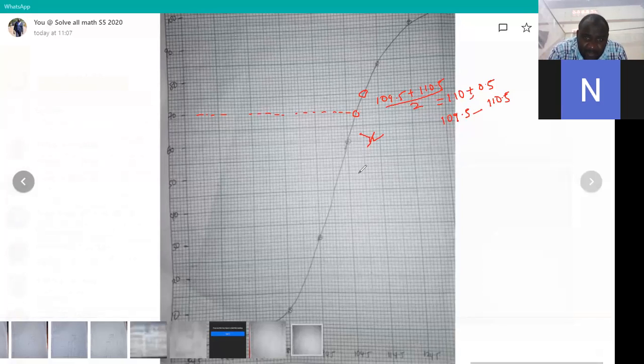Then you can from there get what we call the semi-interquartile range, which is equal to the upper quartile minus the lower quartile divided by 2. This one sometimes we call it 2/3. Okay, so that's called the semi-interquartile range. Of course, the answers you'd have got them.